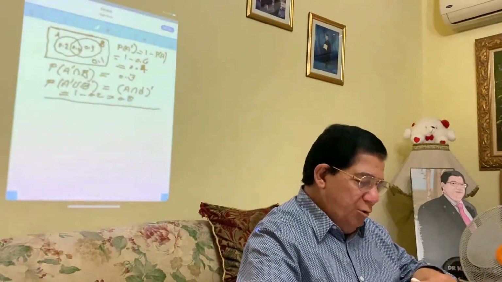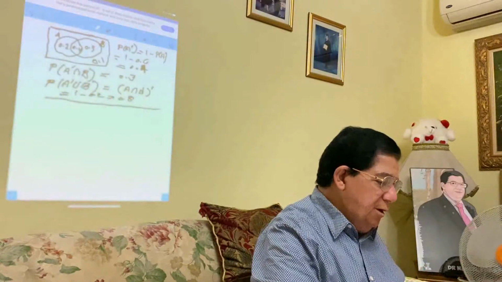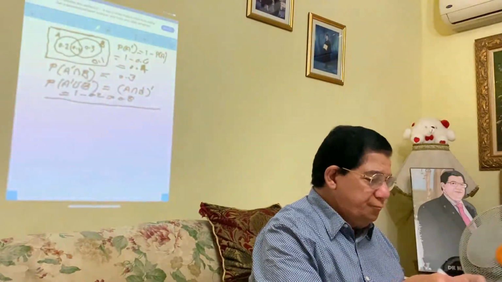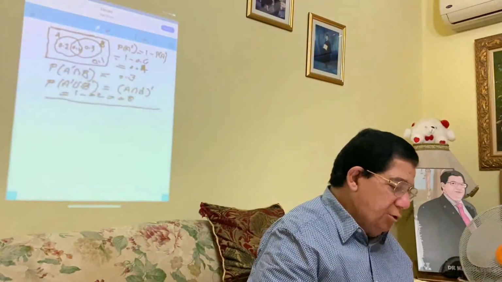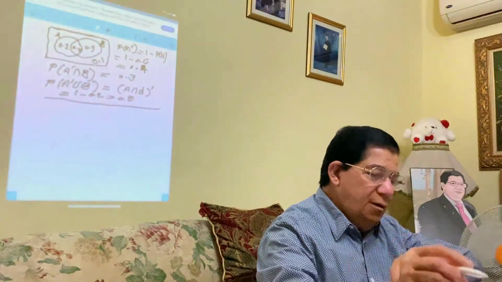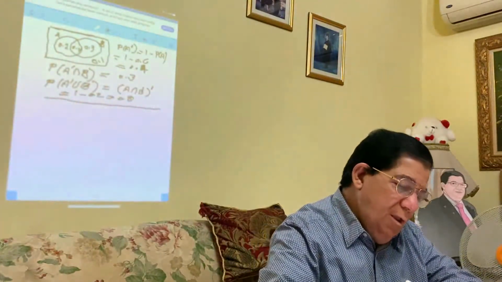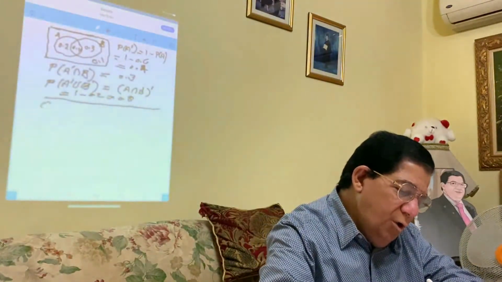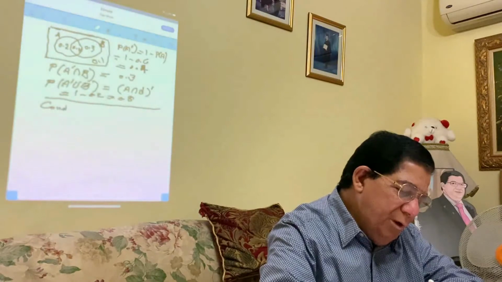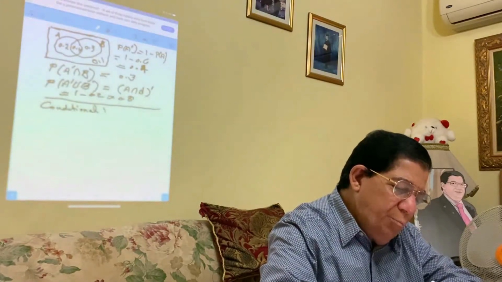Now we are going to go into something new, something we did not take in O-level probability. It is something we call conditional probability.